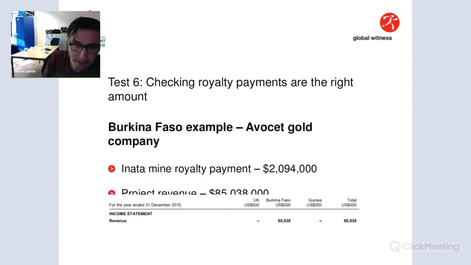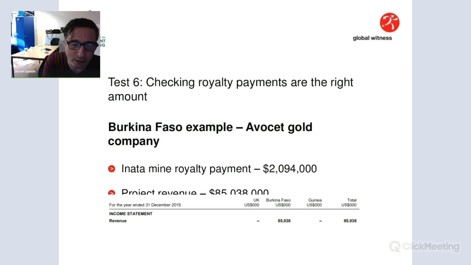So just to highlight a test in the handbook, we looked at a royalty payment from a mining company, Abaset, in Burkina Faso, a gold mining company. And the royalty payment was just over $2 million. This was a bit of a random test for me. I just thought, well, I'll check if that seems to be the right amount. And it took me a few minutes of internet research to find out what the revenue was from that particular project. And it was just over $85 million.